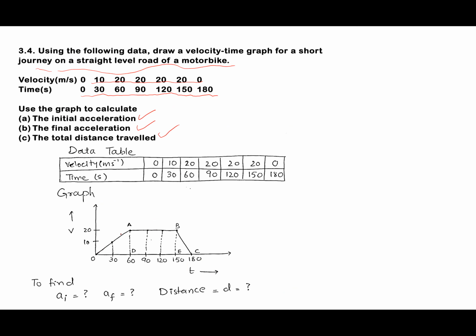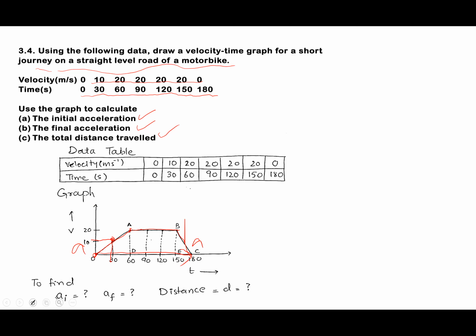We plotted the graph, this one. For 30, there is 10 seconds. At 0, the velocity is 0. This is 10, velocity is 10, time is 30. And so we should calculate acceleration here. Here we have to calculate the acceleration and distance during this journey.